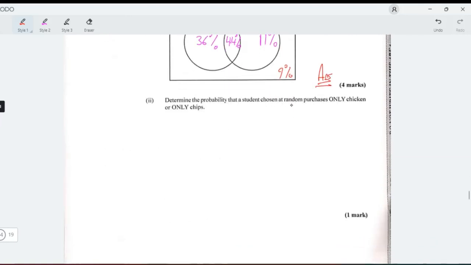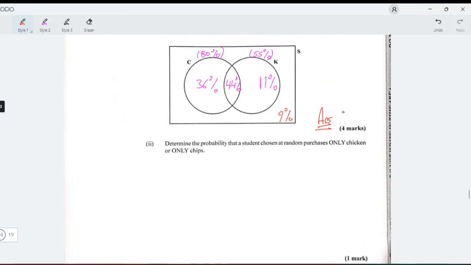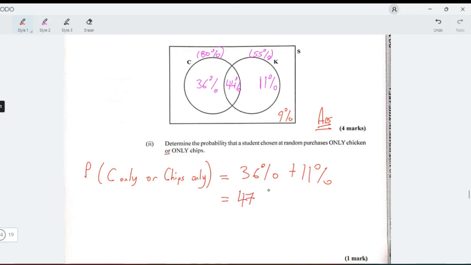Determine the probability that a student chosen at random only purchased chicken only or chips only. So purchasing chicken only or chips only, that's just equal to 36% plus the 11%. It cannot include both. Remember, it says chicken only or chips only. So it cannot include both. Or means just here, chicken only, chips only.